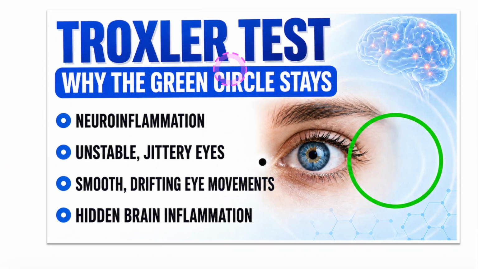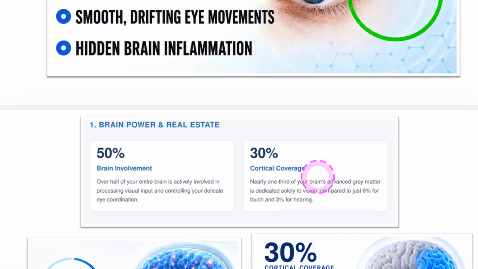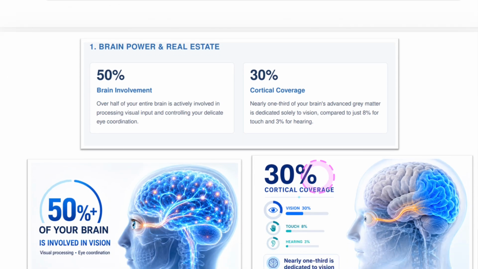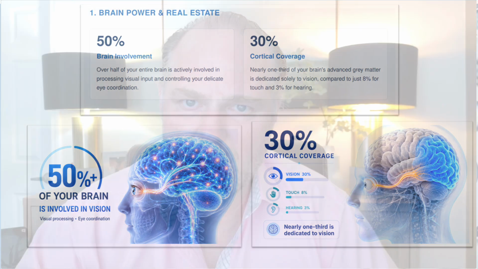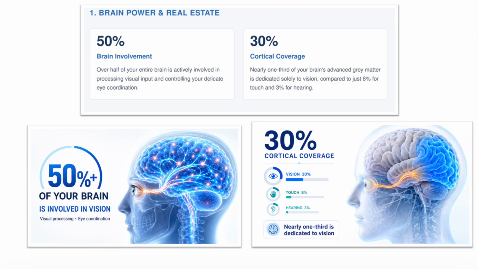So why in the Troxler test does the green circle stay? Because you have neuroinflammation, your eyes are jerking, your eyes are drifting off, or you have brain inflammation. All these things are classic signs on why that green circle is not disappearing. Now in here, I want to go over a couple crazy statistics, and this is going to tell you how much neurological emphasis God, when God designed us, put in our eyes, all right?